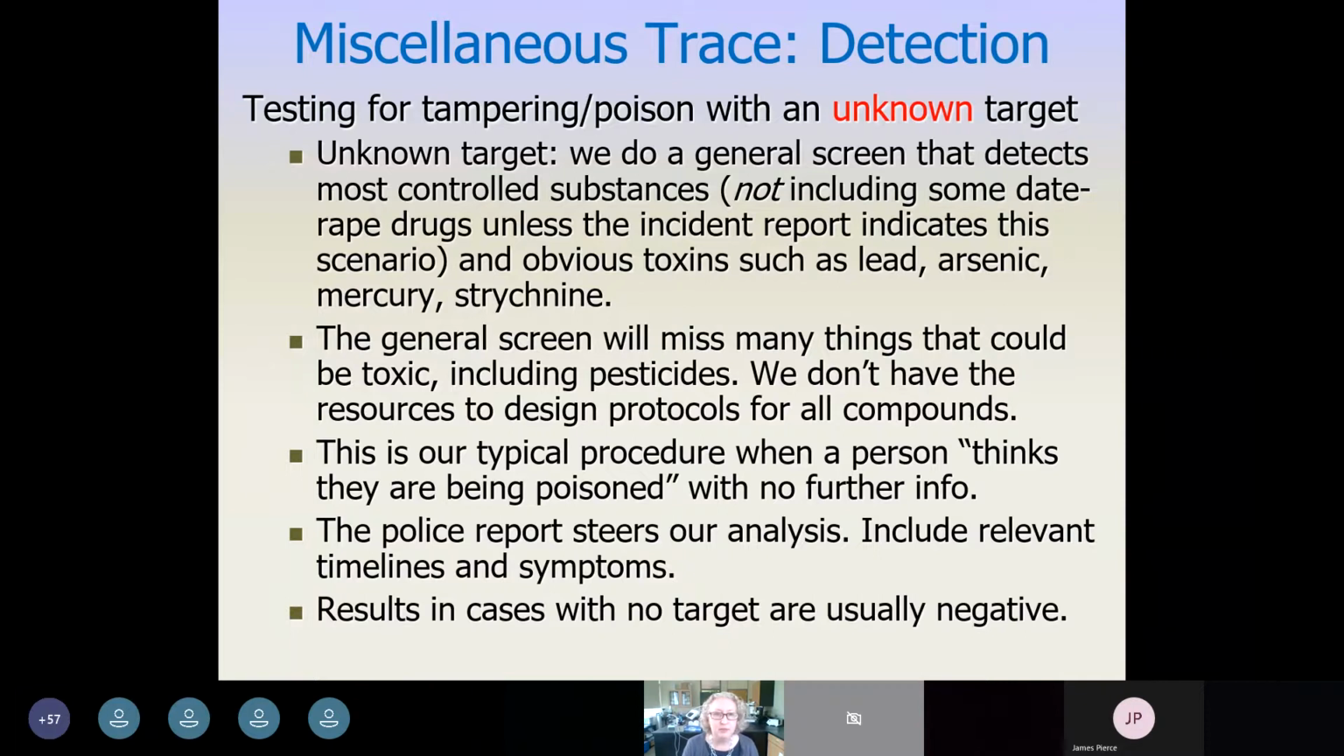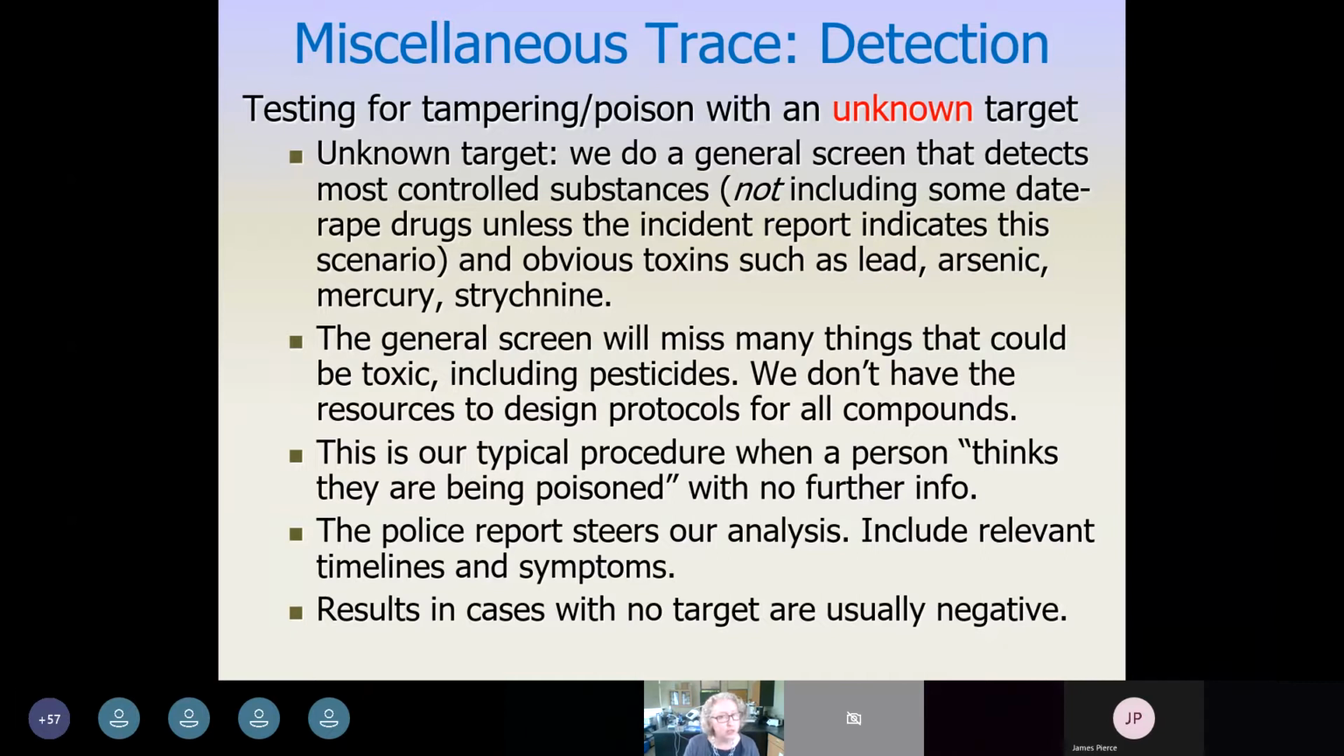We simply don't have the resources or the instrumentation to design protocols to detect every single compound that may be toxic. So we usually get these cases when someone contacts law enforcement and they think they're being poisoned and they really don't have any concrete evidence about it. And we get that. Sometimes you want to do your due diligence and submit this item for testing to the laboratory in order to make that citizen feel as though they are being taken seriously and that their concerns are being addressed.